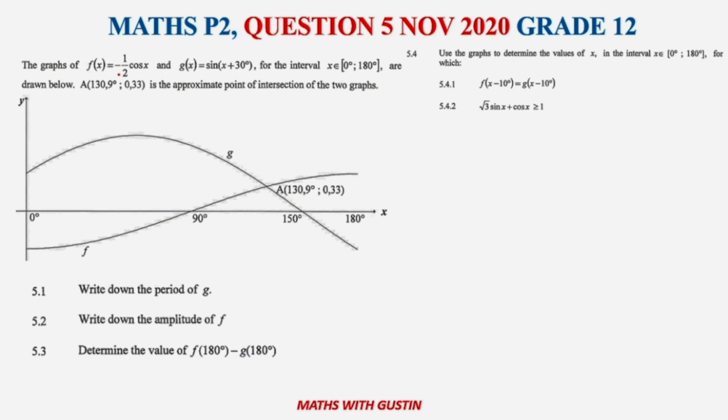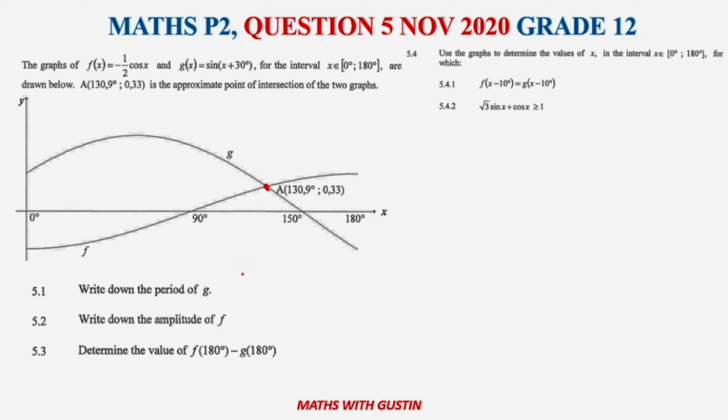We are given f of x, which is given by negative half cos x, and g of x, which is given by sine x plus 30, on an interval of 0 to 180, drawn on the graph, where A is approximately the point of intersection of the two graphs. Okay, great stuff. So now 5.1: write down the period of g.